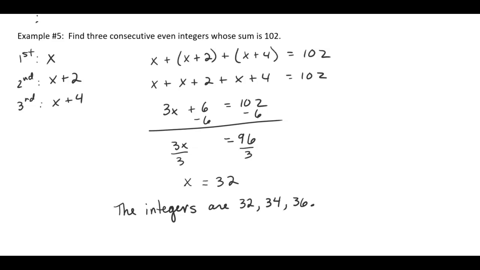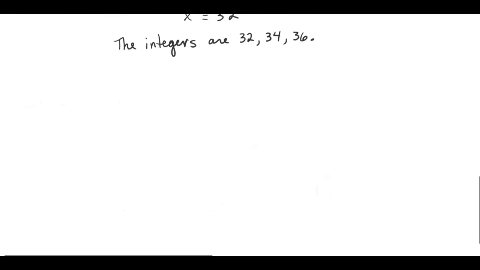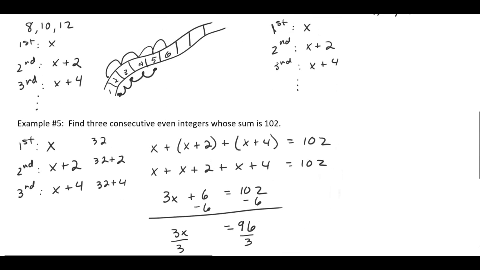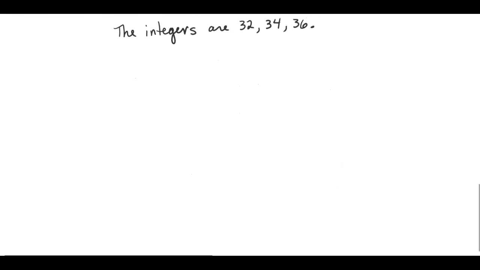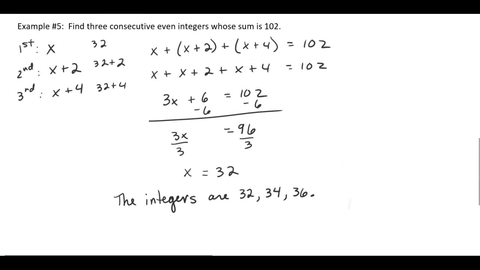Now, if you're confused on how you get 32, 34, and 36, well, 32 is the one we solved, and then you're going to take 32 plus 2, and then you're going to take 32 plus 4, and that's how you get the 34 and the 36. Sometimes people have questions on that. That looks like we're trying another problem. Okay, well, I guess that's it.